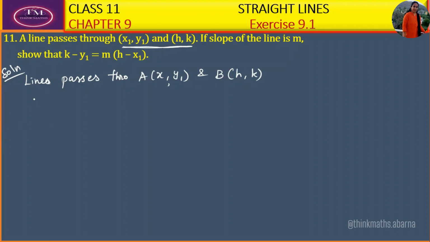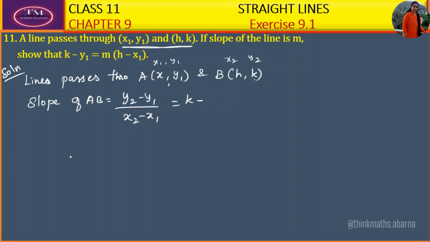What is the formula if the line passes through 2 coordinates? So slope of AB, which is y2 minus y1 divided by x2 minus x1. So this is x1 y1 and this is x2 y2. So y2 is k and y1 is y1. x2 is h and x1 is x1. Okay, this is slope of AB.